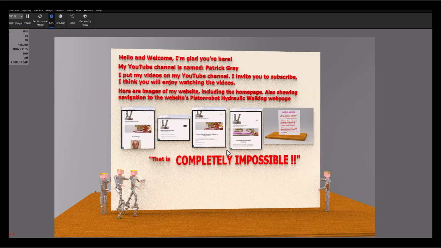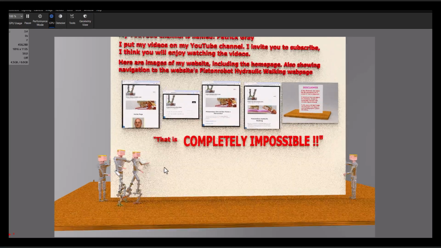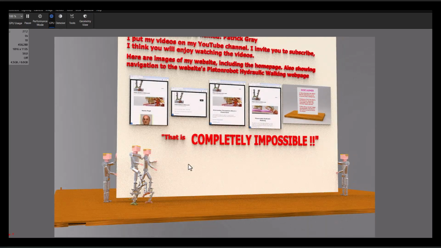This is part 4 of my discussion about the weight of the piston robot, how I determine the weight of the piston robot. Knowing the weight is important for some of the calculations.